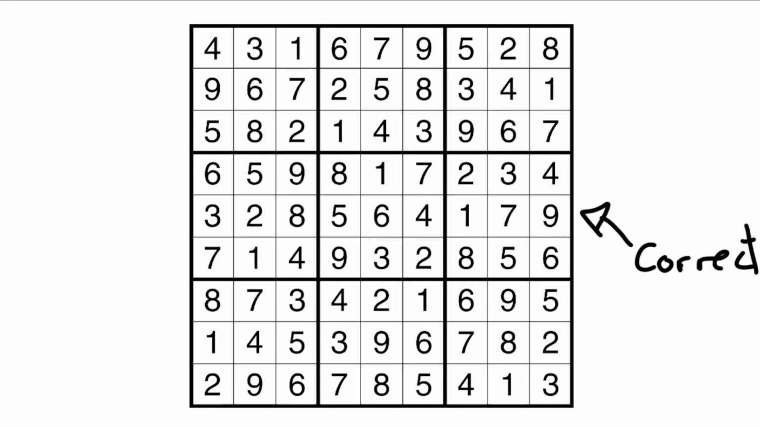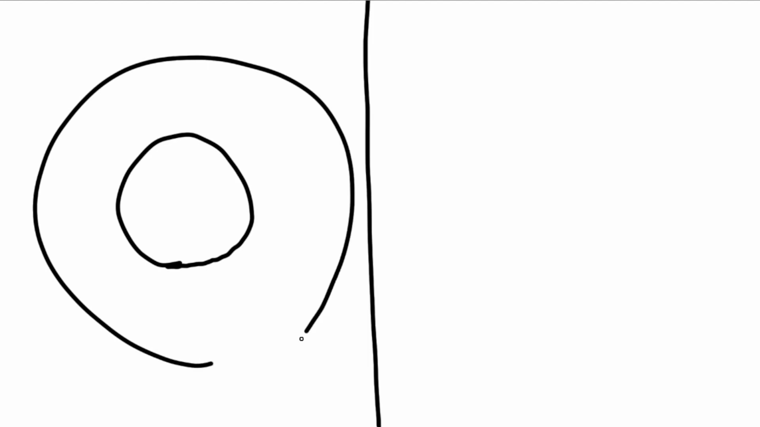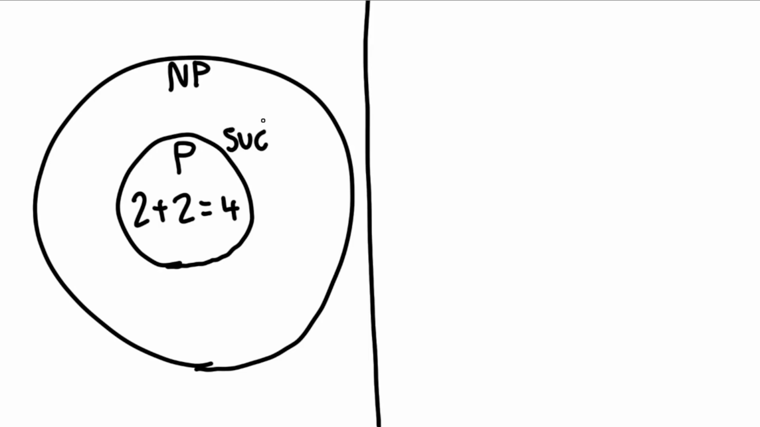I'm just going to explain it in a drawing. Let's say we have a small circle and a big circle. The small circle is the P problems and the big circle is the NP problems. The 2 plus 2 would be here, and the Sudoku would be here.